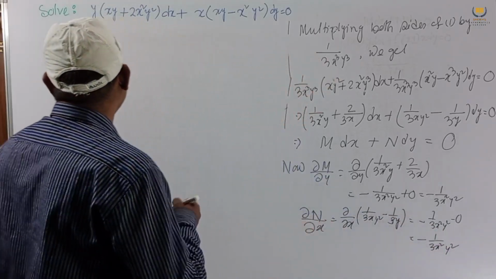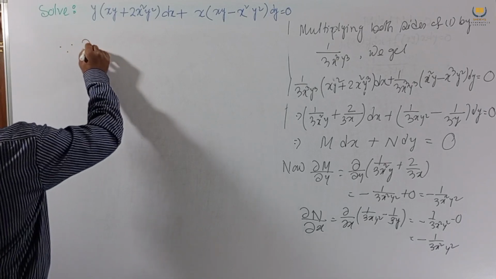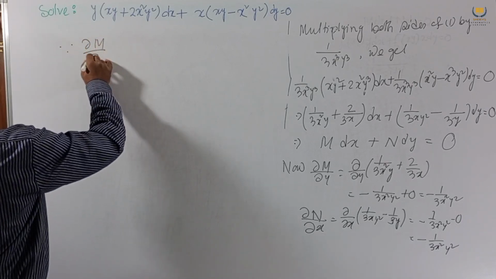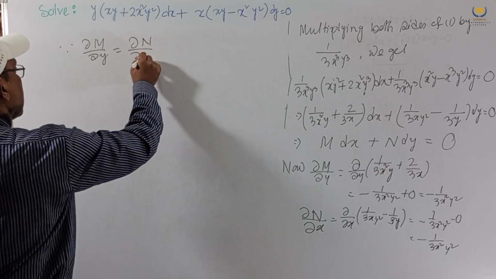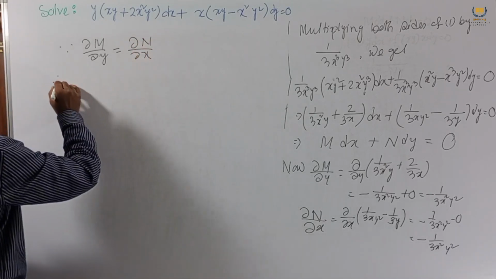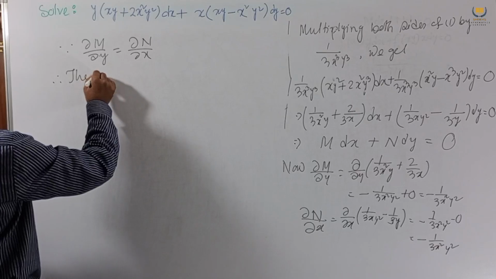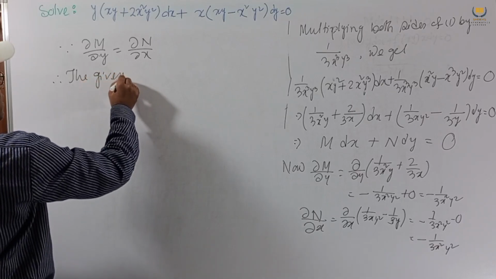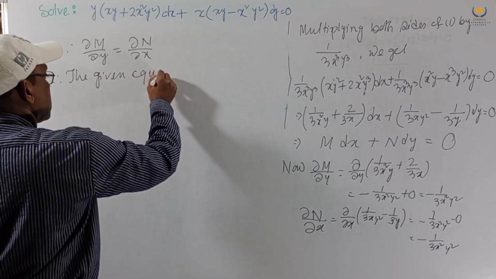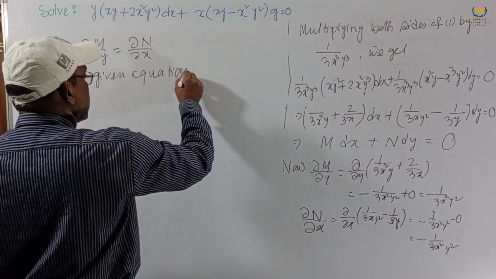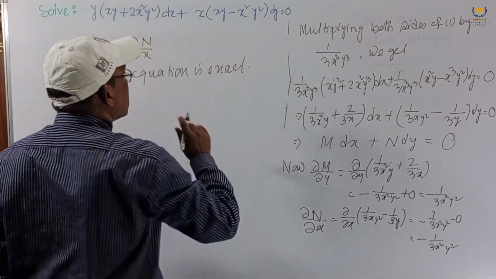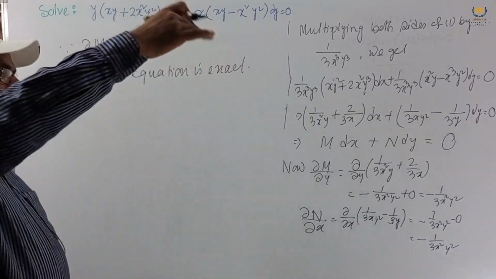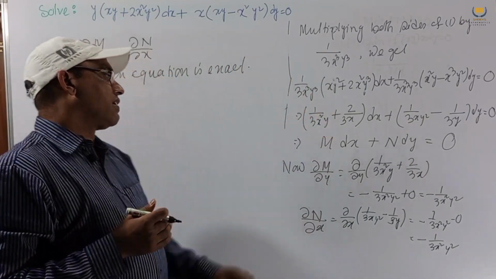These two results are the same, since ∂M/∂y equals ∂N/∂x. Therefore, the given equation is exact. Now the given equation is exact. Initially this is not exact, but I converted the equation into an exact one.